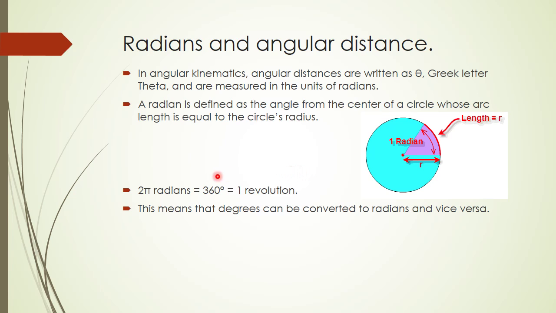It turns out that there's 2 pi radians in 360 degrees, or 1 revolution. So one whole circle all the way around is 360 degrees, or 1 revolution, or 2 pi radians. They all mean the same thing. So we can use this fact to convert any one of these to any of the others.